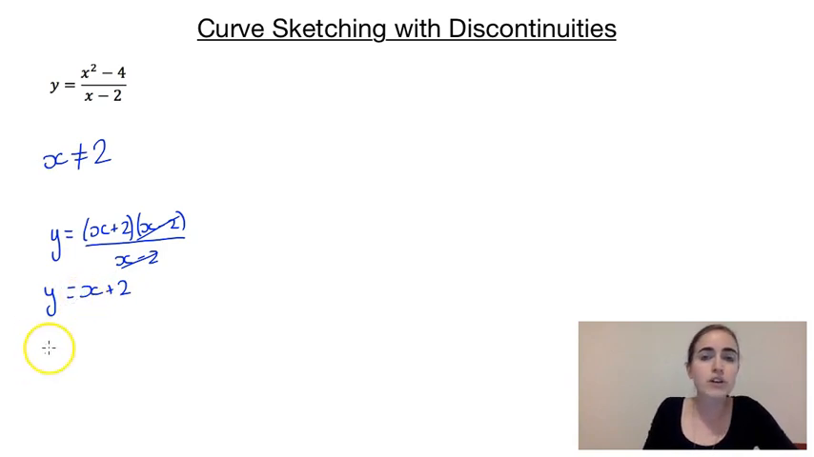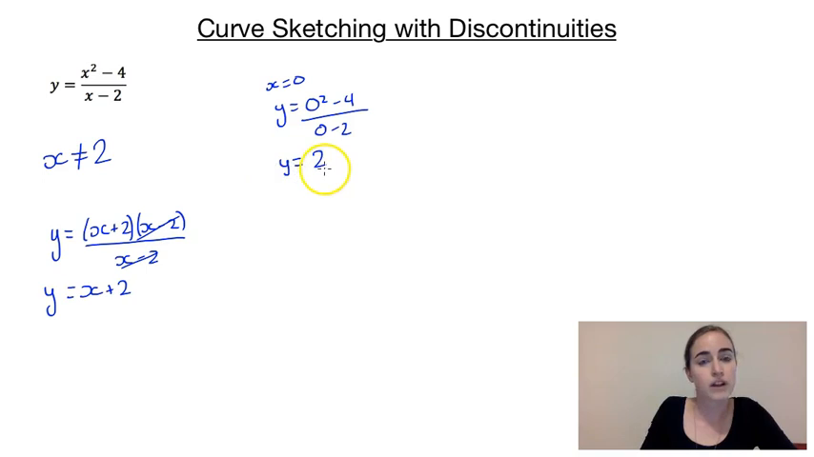Before we sketch it, I'm going to go through and do a few more things just to get a bit more detail and check that we're on the right track. So I'm also going to find my intercepts. To find my y-intercept, I'm going to set x equal to 0, which would give me y equals (0 squared minus 4) over (0 minus 2), which is just minus 4 over minus 2, or 2. So my y-intercept is y equals 2.